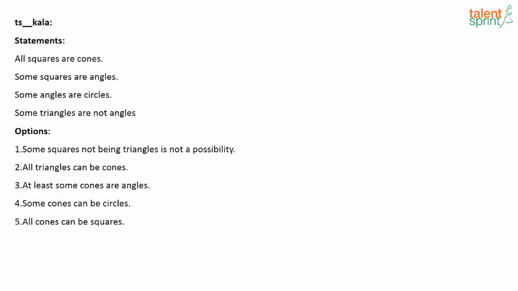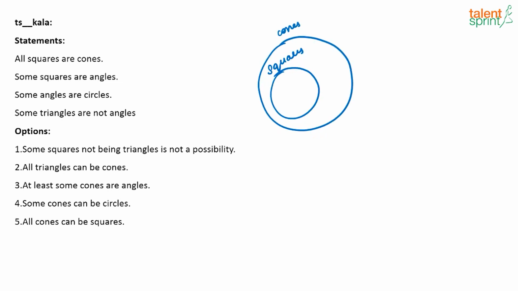The next question is posted by Kala. Again a question on syllogisms. Again here directions are not given, so let's assume that the question is asking us which of the options or conclusions follow. So try this and give me the answer. Let's draw the basic diagram for this given information. What is given? All squares are cones. All squares are cones.